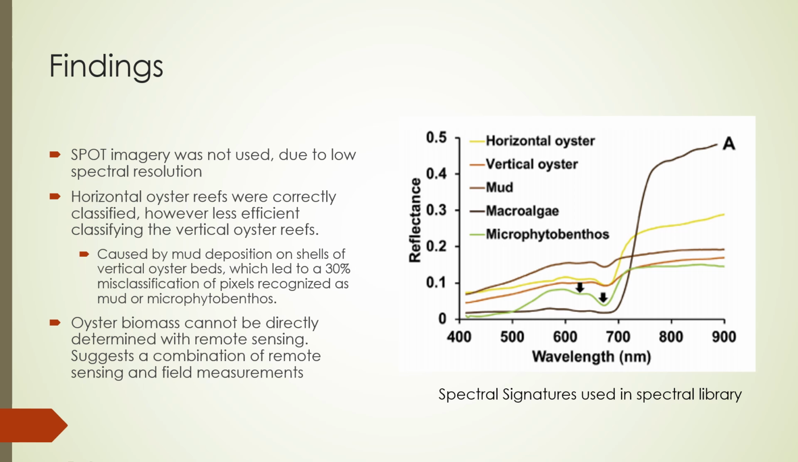And they also found that oyster biomass cannot be directly determined with remote sensing due to all the variables. And they suggested either a combination of remote sensing and field measurements. And he also discusses hyperspectral imagery with radar imagery.